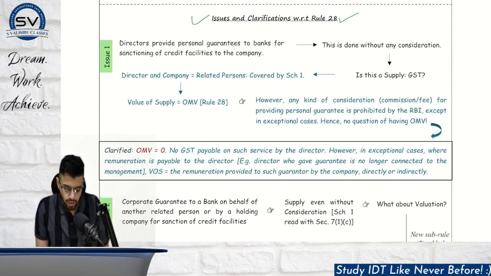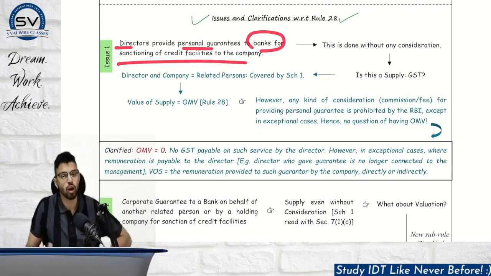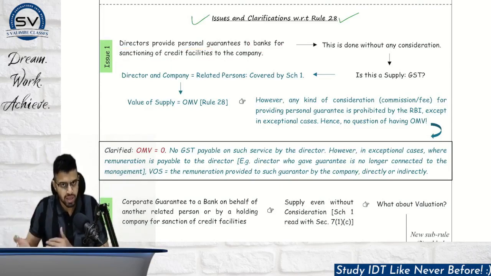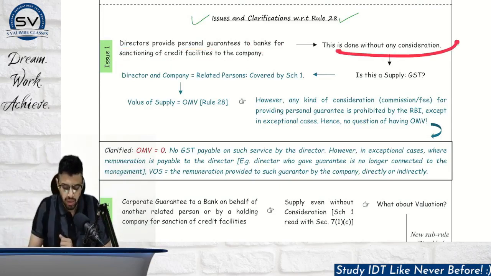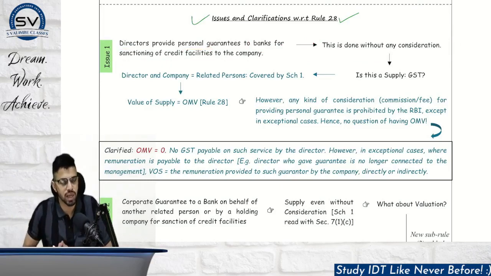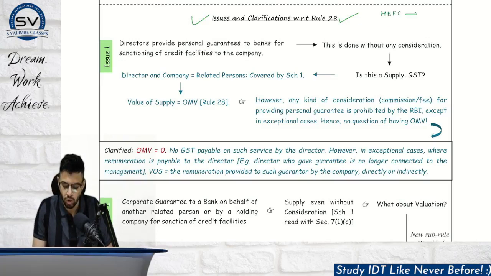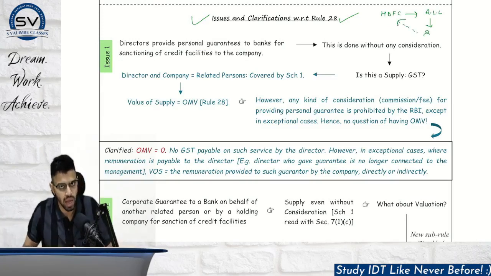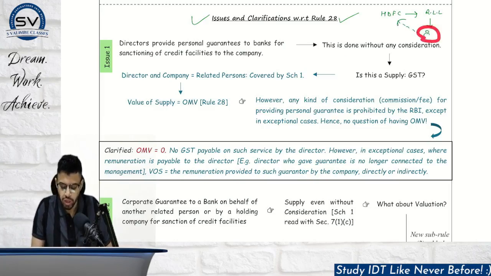Please read this. Directors also provide personal guarantees to the banks for credit facilities received by the companies for which they are acting as the director. This is done without any consideration. Basically, the director is not charging anything for this personal guarantee. So, simple example, let's say HDFC is granting a loan to Reliance Industries Limited, and for this, Mr. Mukesh Ambani gives a guarantee that RIL will repay the loan, otherwise I will pay it. Now, Mr. Mukesh Ambani does not charge anything from the company, but this relationship between them is covered by schedule number 1, right? So this will be covered as a deemed supply even without consideration.